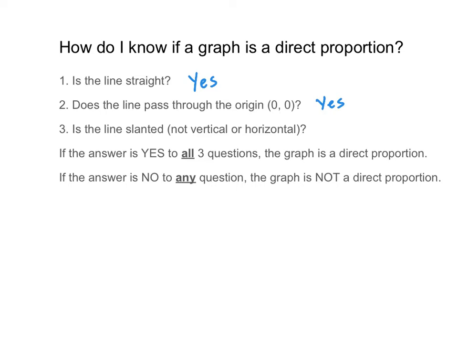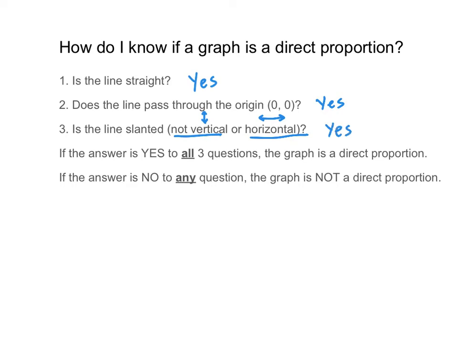Okay? Is the line slanted? What it means by slanted, because I think that's a little misleading, is it can't be vertical or horizontal. Okay? Meaning horizontal or vertical, straight up and down or left to right, parallel to the x-axis or parallel to the y-axis, basically. And they weren't, so it is slanted. Yes, our lines were slanted.